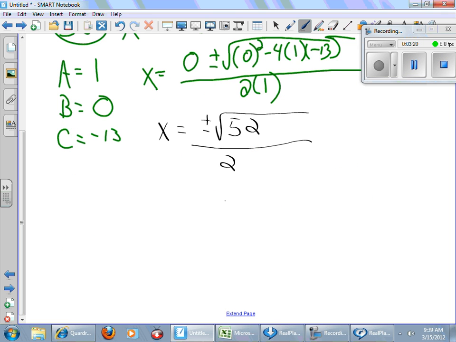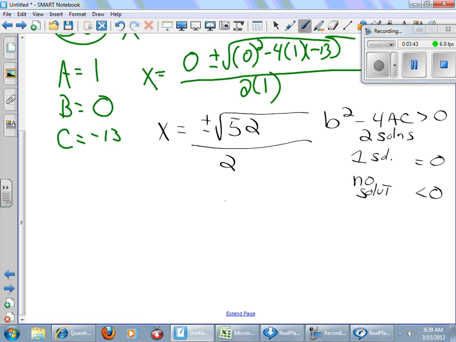Remember that if the discriminant, the part under the square root, the b squared minus 4ac, is greater than 0, we have two solutions. If it's equal to 0, that's when we get one solution. And if it's less than 0, that's when we get no real solutions. We can get solutions, but they're imaginary. They are not real numbers.